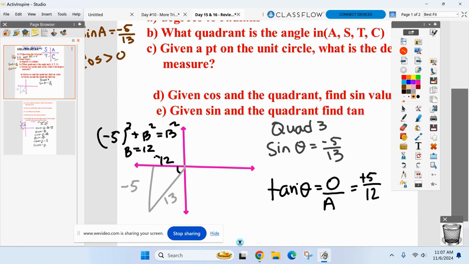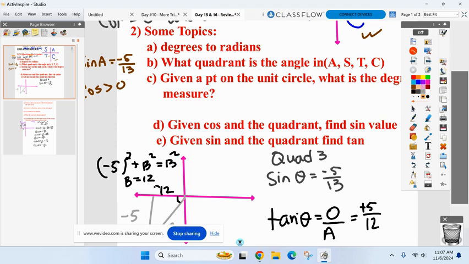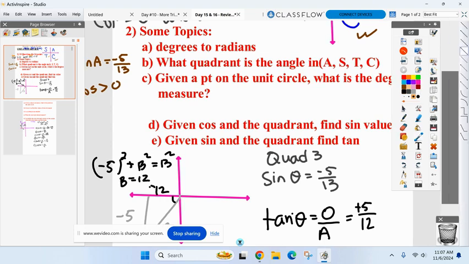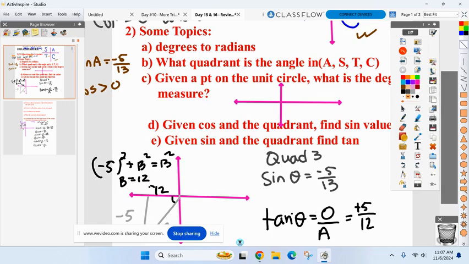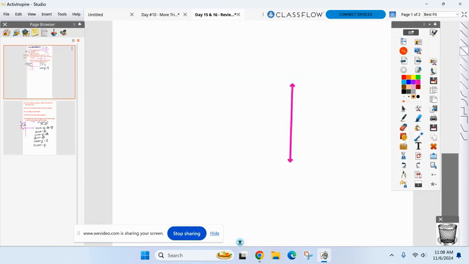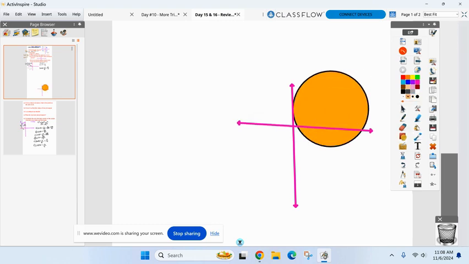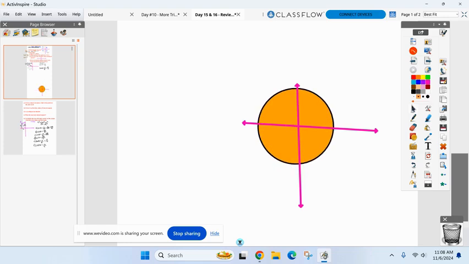Anything else on here? There's some stuff on the unit circle we haven't talked about for a while since we took the quiz. Let's do C then. C, given a point on the unit circle, what is the degree measure? There's my unit circle.